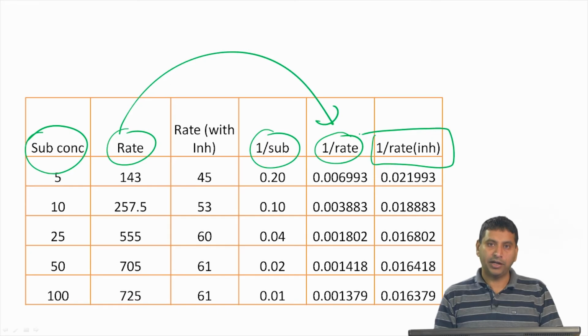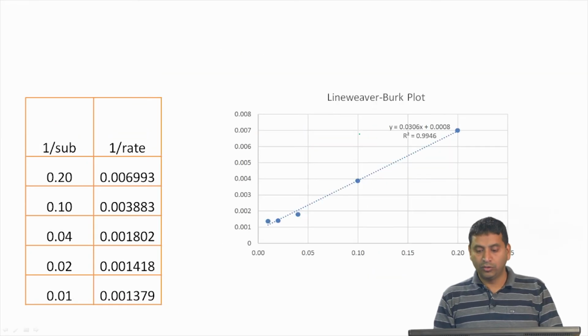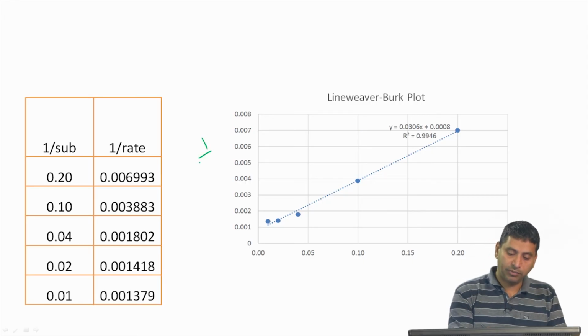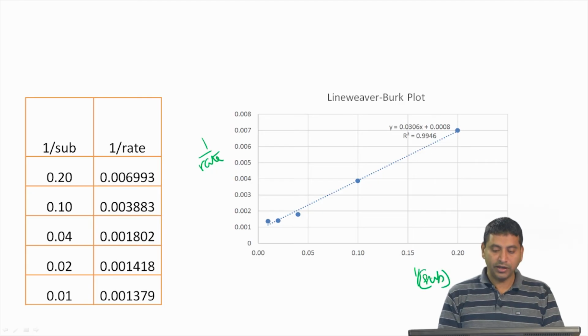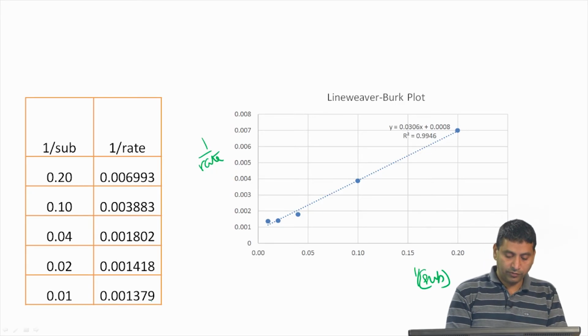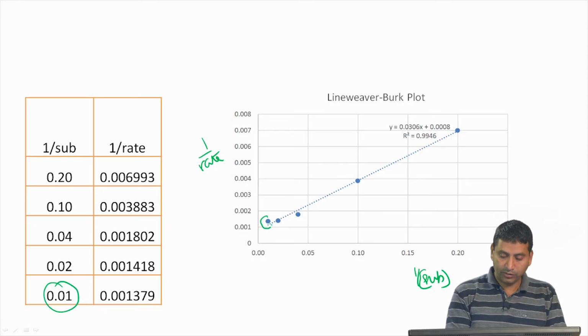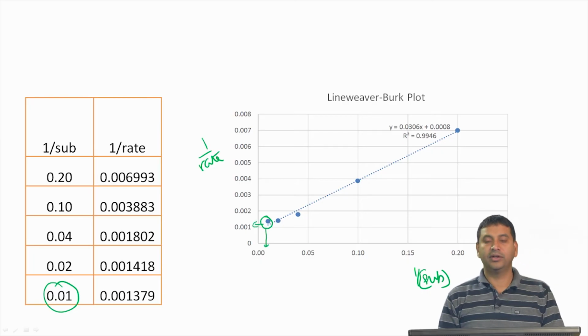uninhibited reaction or the parent reaction. When you do this, you get the following plot. Again, this is 1 by rate versus 1 by substrate concentration. As you can see here, for example, at 1 by substrate concentration of 0.01, the rate of the reaction is 0.001379. So, here is the x axis and here is the y axis.